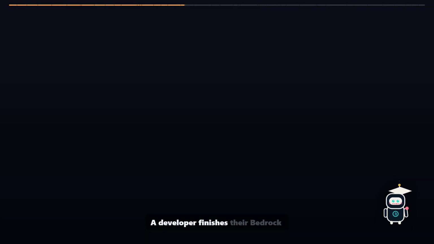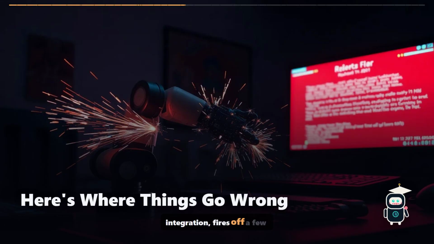A developer finishes their Bedrock integration, fires off a few test prompts, everything works. They ship the code to production, and at 3 a.m. a transient network error hits. No try, except in the code. The application crashes hard and stays down until someone wakes up and manually restarts it. That's the silent killer in most first apps. The assumption that API calls always succeed.